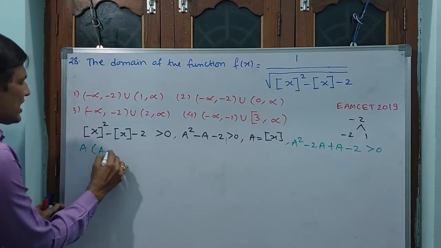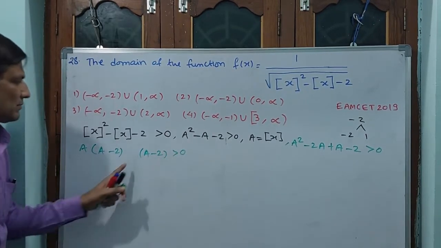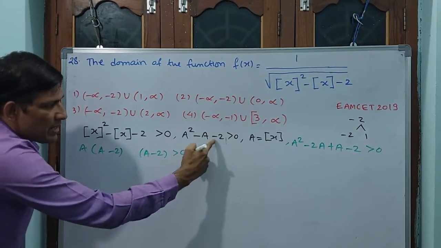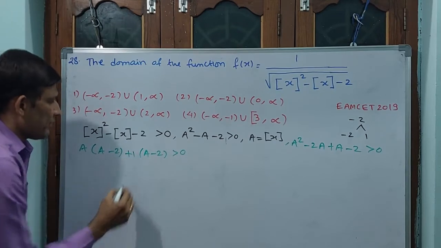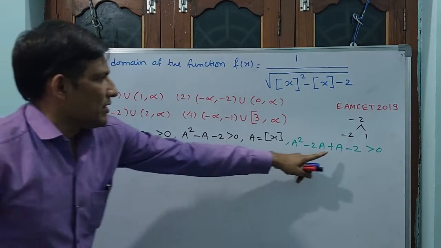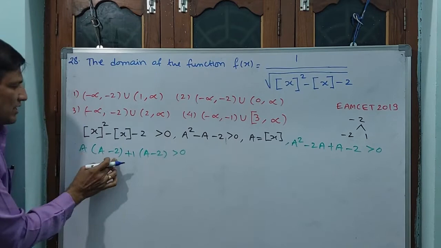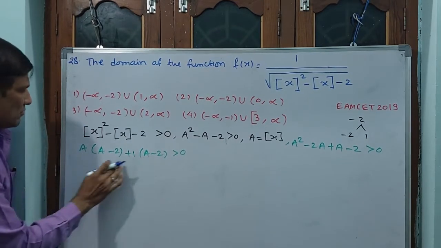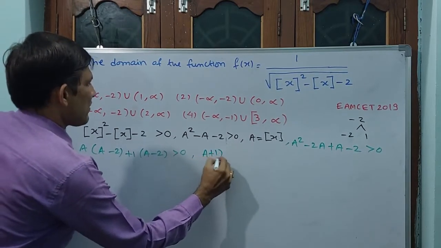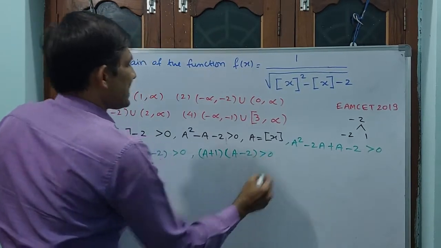If you take common a minus 2, the same a minus 2 you have to take here also, it should be greater than 0. Okay? But here what will come? See, here a minus 2 is there. That means you have to write plus 1 only. A minus 2, a square minus 2a, a minus 2. A square minus 2a plus a minus 2. Okay? Now a minus 2, you see what will happen. A plus 1 into a minus 2 should be greater than 0.